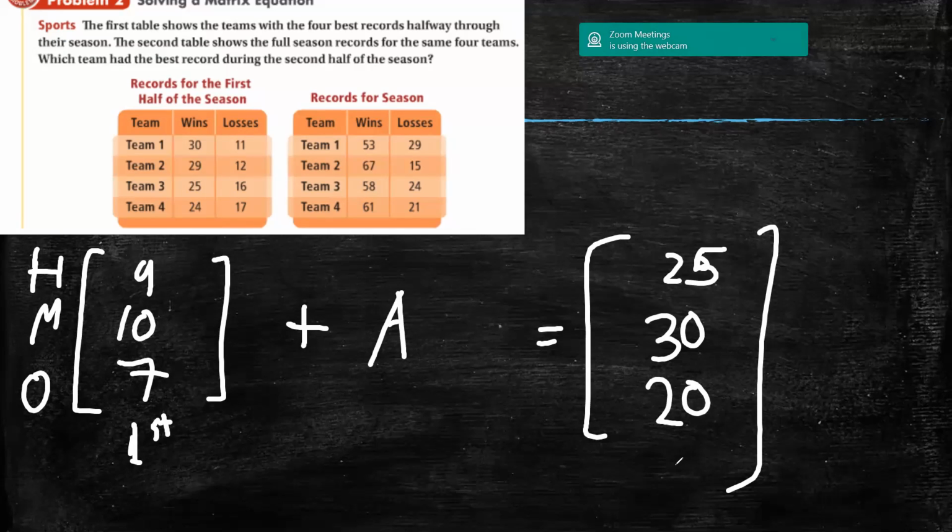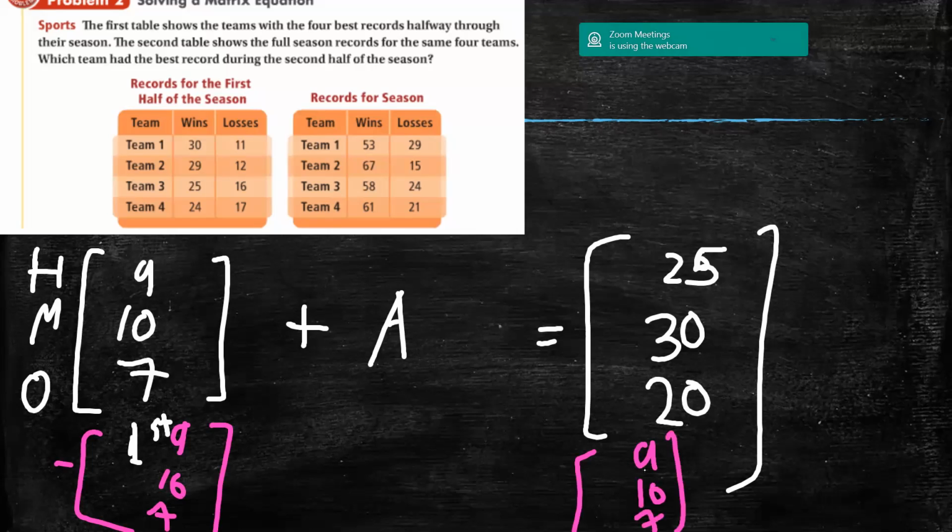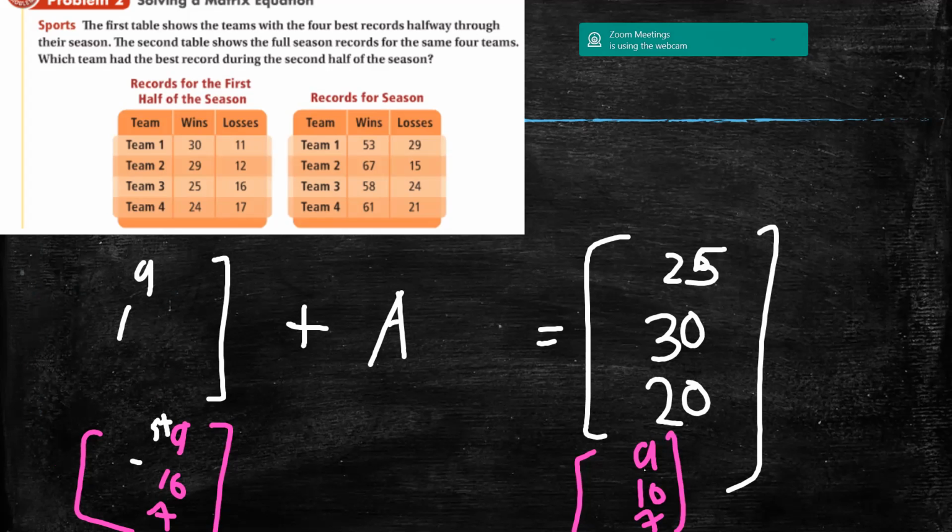So in the first semester, their marks were 9, 10, and 7, and in the final their marks were 25, 30, and 20. What about their marks in the second semester? How can I find it? I just subtract this matrix, which is 9, 10, and 7, from both sides, like in a linear equation. Now I subtract this matrix from both sides, and I will have it like this.